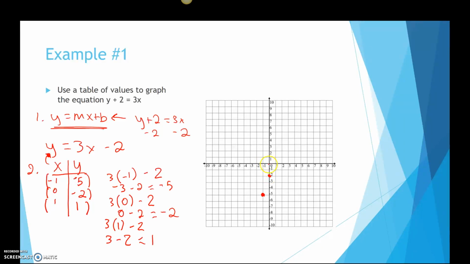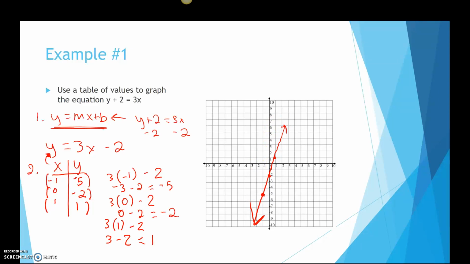1 comma 1. Starting at the origin 0, 0, I go to the right one, and I go up 1. And I plot my point. Notice these 3 points, they're all going in a linear direction. I can connect these points to draw a straight linear line, and that's what you're going to be doing in this section.